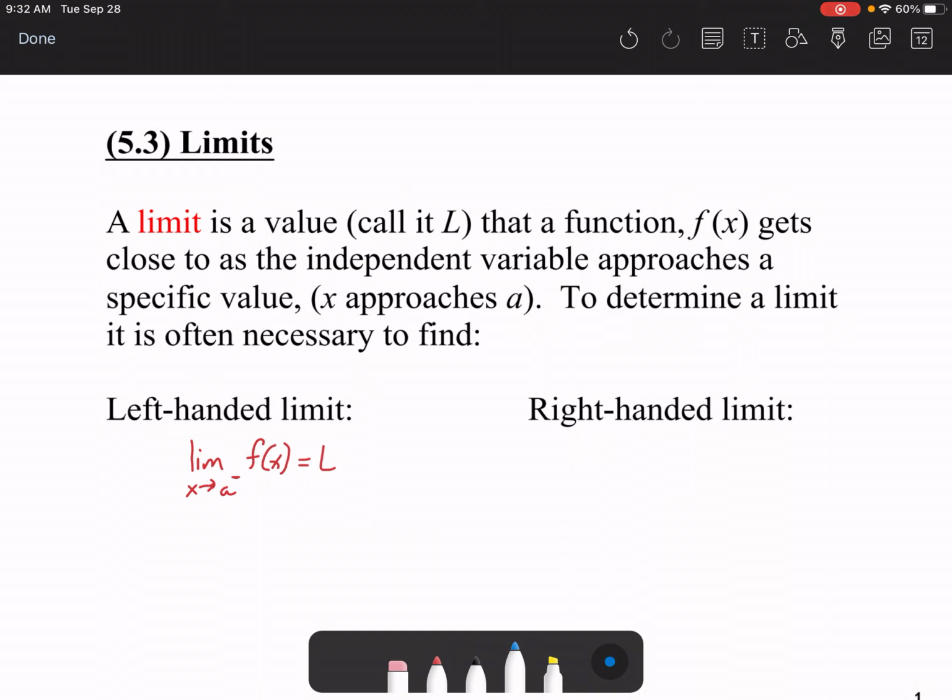Likewise, on the right-handed side, we write limit as x approaches a, and we put a plus sign instead as an exponent, f of x equals L. Now you may have seen these same symbols, or part of this notation, used when we talked about end behavior in grade 11, and we did revisit it here in grade 12. So, similar notation.